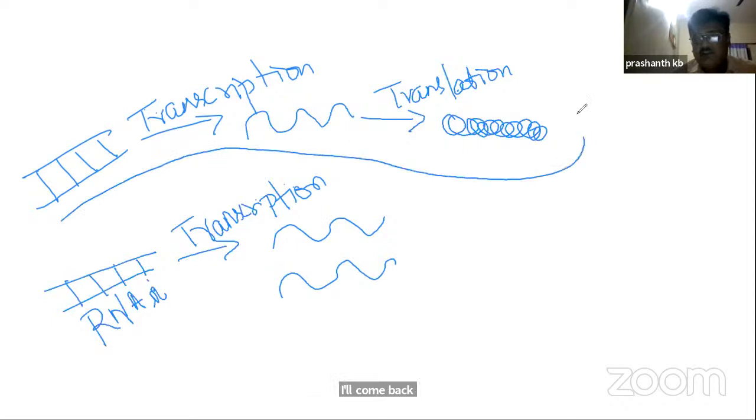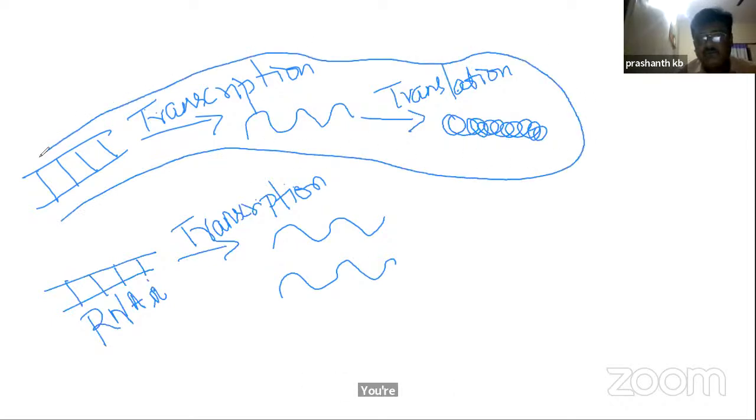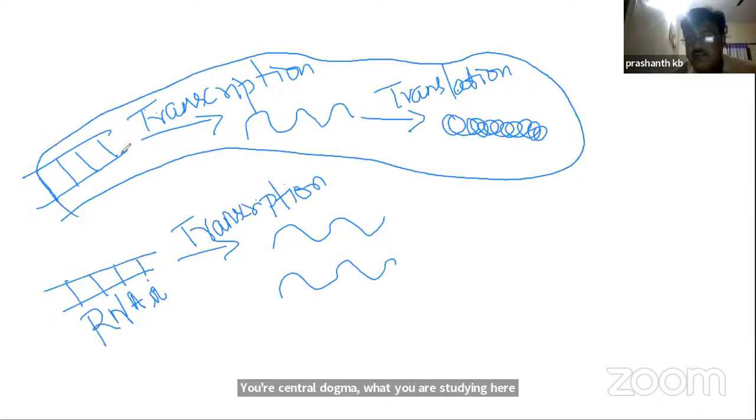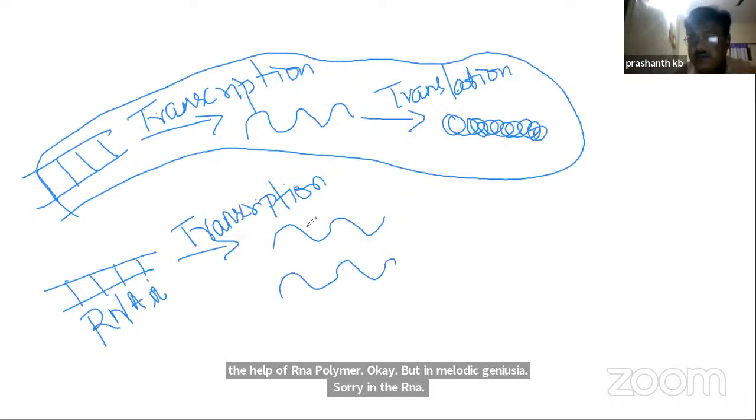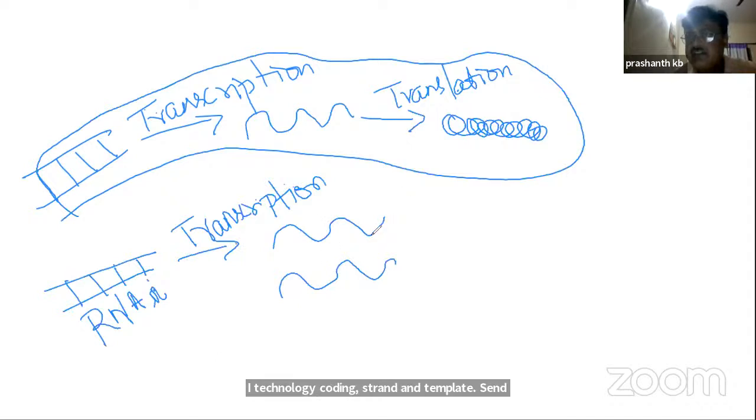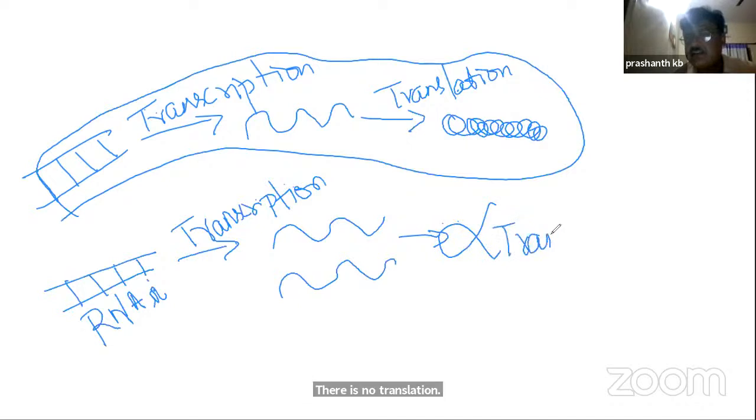Your central dogma, what you are studying here, in DNA there are two strands, the coding strand and the template strand. The template strand produces the RNA with the help of RNA polymerase. Okay. But in Meloidogyne incognita, in the RNAi technology, the coding strand and template strand both will produce single-stranded RNA. Okay. But this will never undergo translation. There is no translation observed here, or protein synthesis not observed.